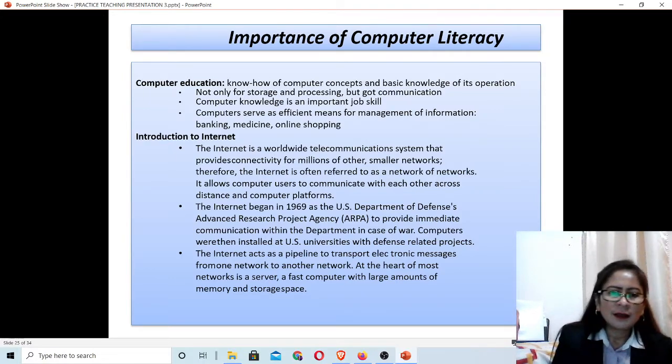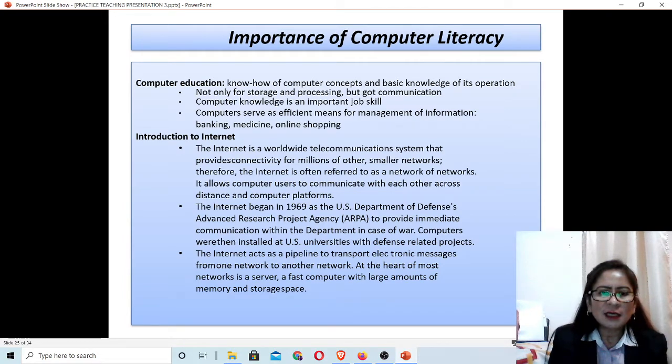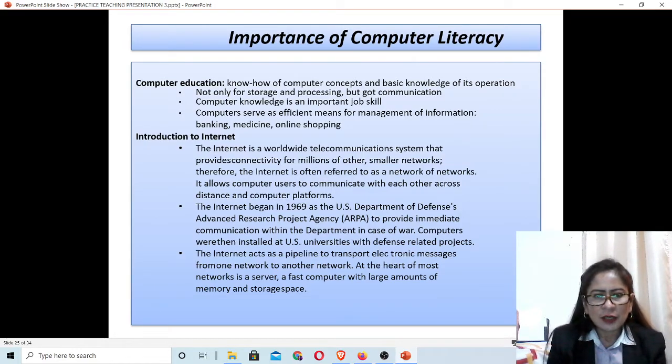Introduction to Internet. The Internet is a worldwide telecommunication system that provides connectivity for millions of other smaller networks. Therefore, the Internet is often referred to as a network of networks. It allows computer users to communicate with each other across distance and computer platforms. The Internet began in 1969 as the U.S. Department of Defense Advanced Research Project Agency, or ARPA, to provide immediate communication with the department in case of war.